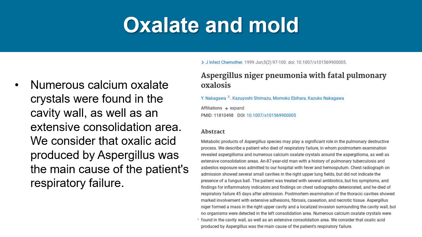And so there have been other case reports of invasive Aspergillus niger with fatal pulmonary oxalosis. In this case, there was a fungal ball, and the fatality was a result of the oxalic acid being produced by the colonized mold. Now, I'll say that we're going to find oxalates when we find colonization. It's mostly what is occurring, but it's not exclusive, just an FYI.